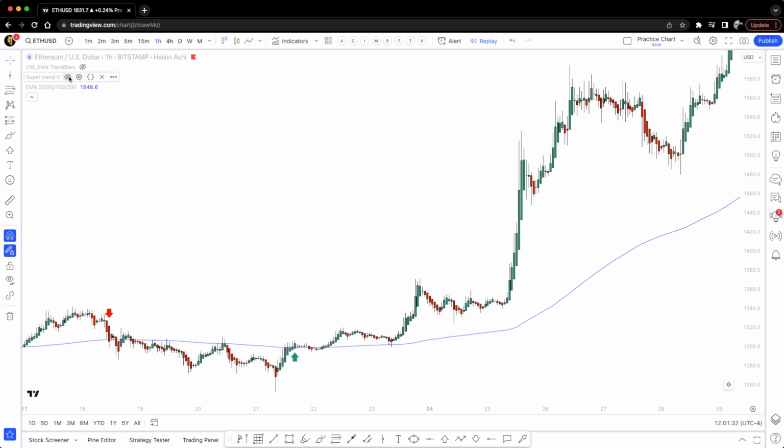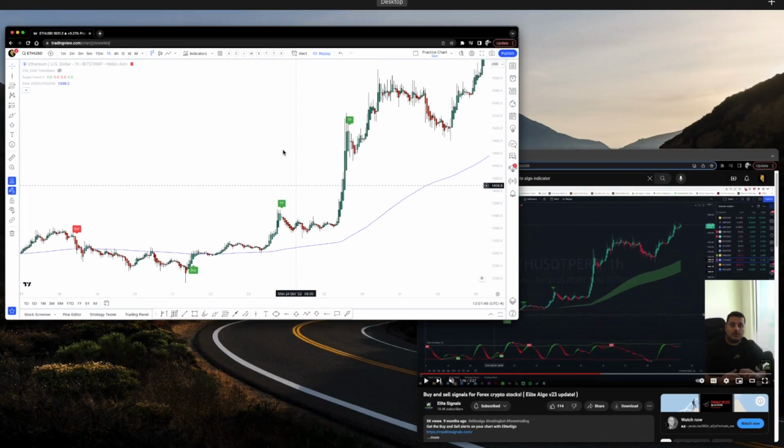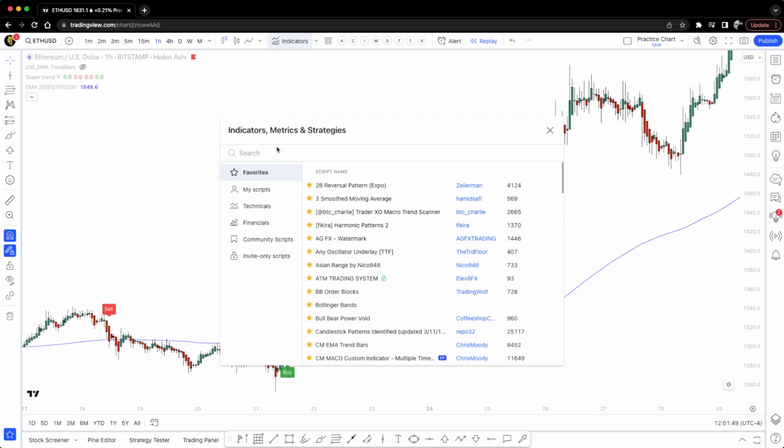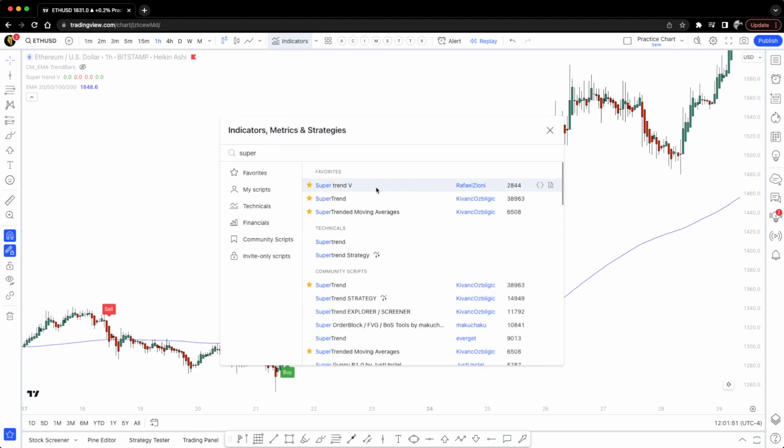So let me just go ahead and open it up right there, and now let me delete my signals, the ones that I just drew. And you see that you're actually getting the signals almost exactly. Let me show you first where you can get the indicator. So you go on indicators right here and you type in Super Trend. This is the one, Super Trend V, Rafael Cioni.